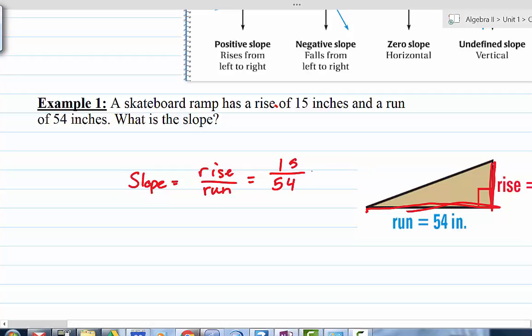However, this can be reduced. I like to reduce old school. This is 3 times 5, and this is 3 times 18. Cross that out. Your slope is 5/18. So finding slope is not bad in a problem like this especially.